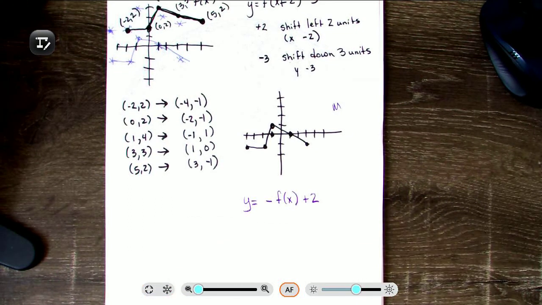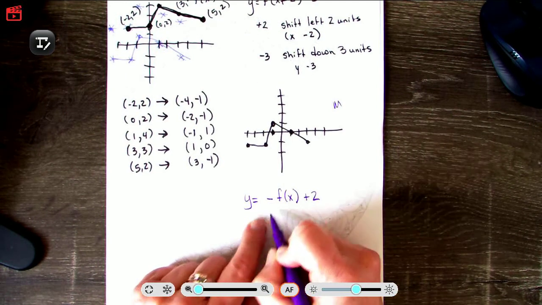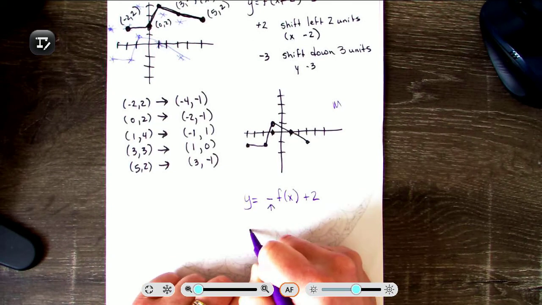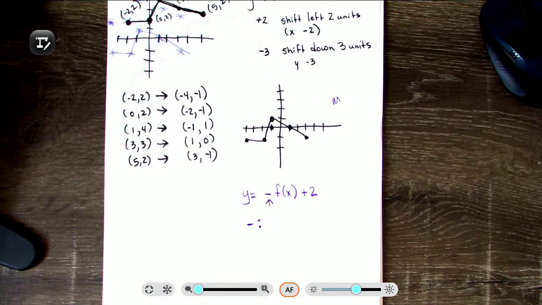So again, order of operations says do inside parentheses first. We have nothing going on there. And then we do any multiplying before we would do any adding and subtracting. So we're going to have to do this negative here first. And this negative on the outside, what that's going to do is it's going to flip it vertically.